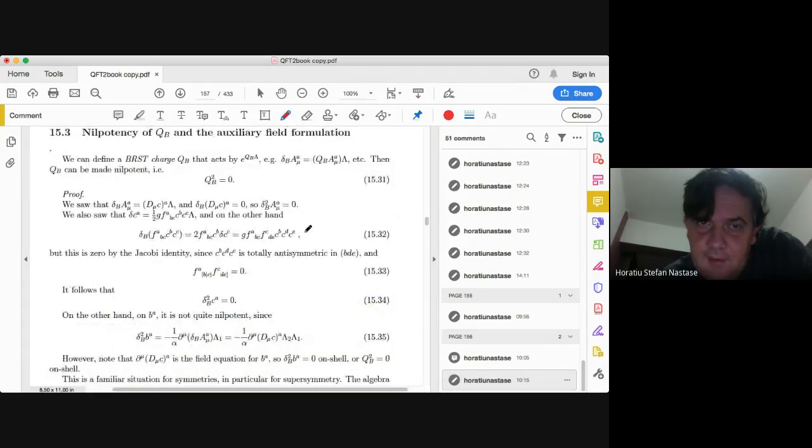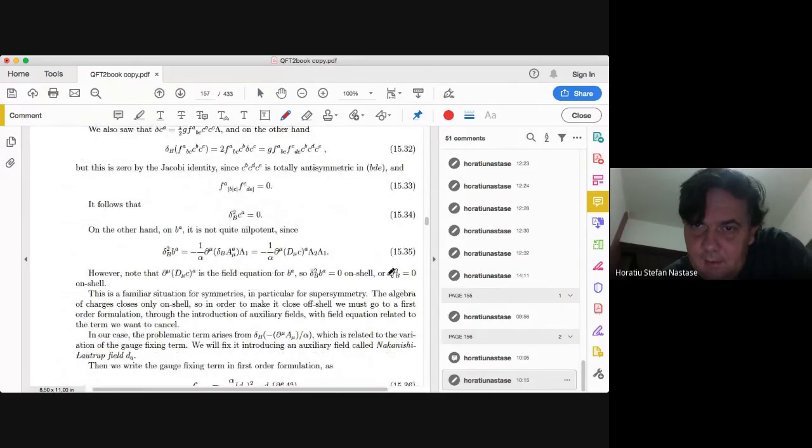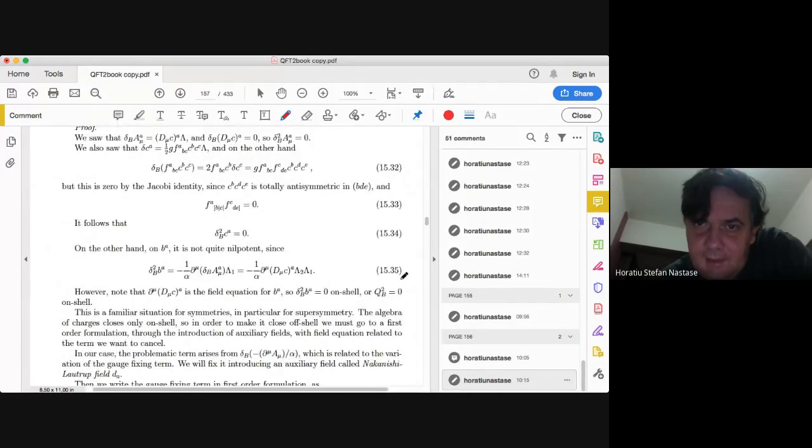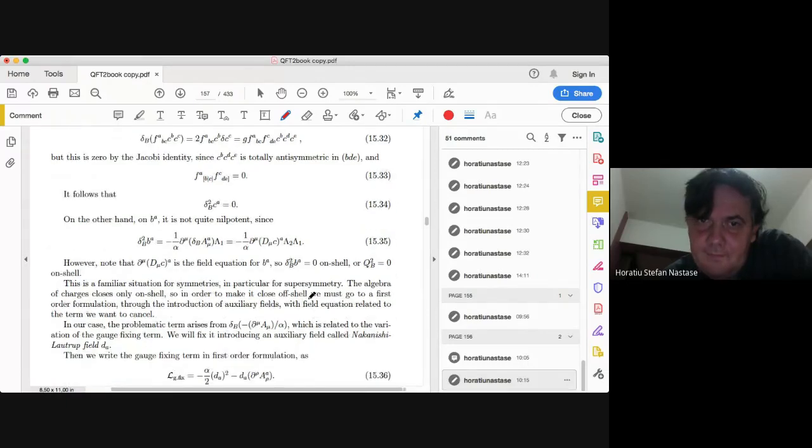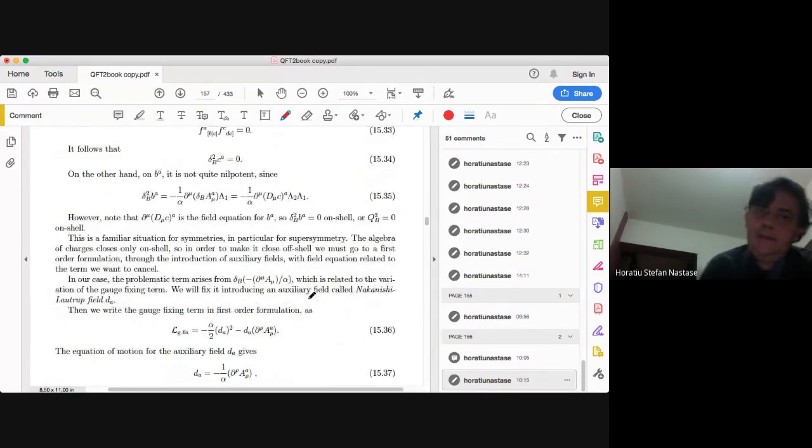In other words, Q_B squared, the action on any field, the second action on any field, is only 0 on shell. This is a familiar situation for symmetries. In particular, in supersymmetry, this is something very common.